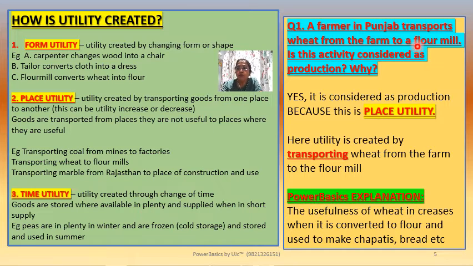Okay. A farmer in Punjab transports wheat from the farm to a flour mill. Is this activity considered as production and why? Yes, it is considered as production because this is place utility. Here, utility is created by transporting wheat from the farm to the flour mill. The usefulness of wheat is increased when it is converted from wheat into flour and used to make chapatis, right? It's adding value. So, transporting it from one place to the other has made that thing useful. I hope you've got this now, utility and its forms.